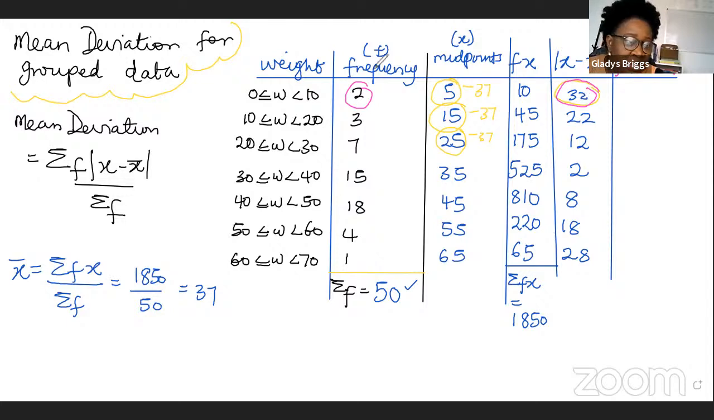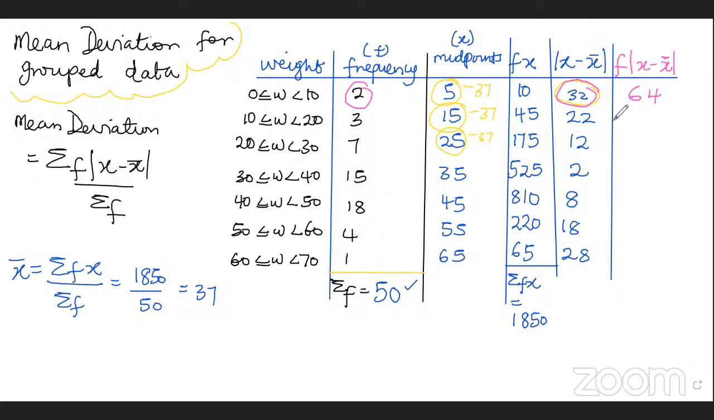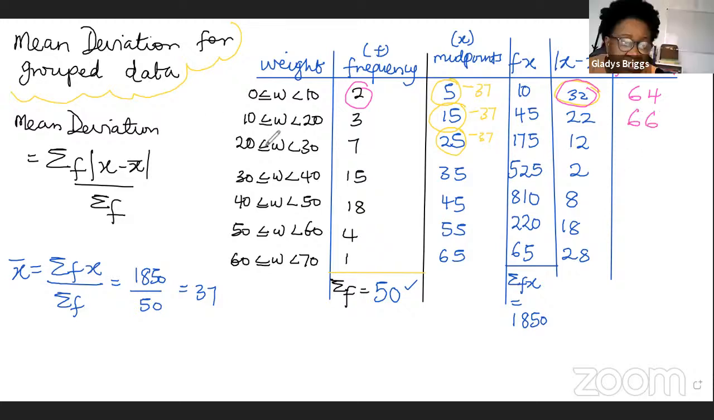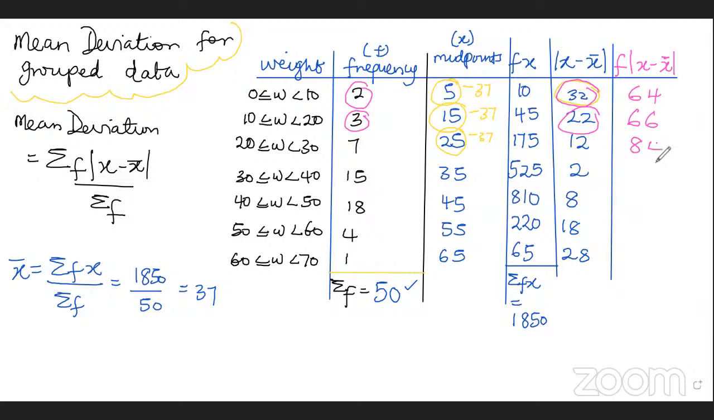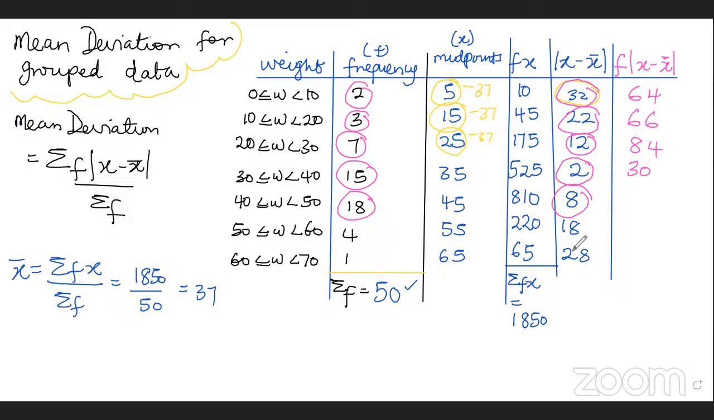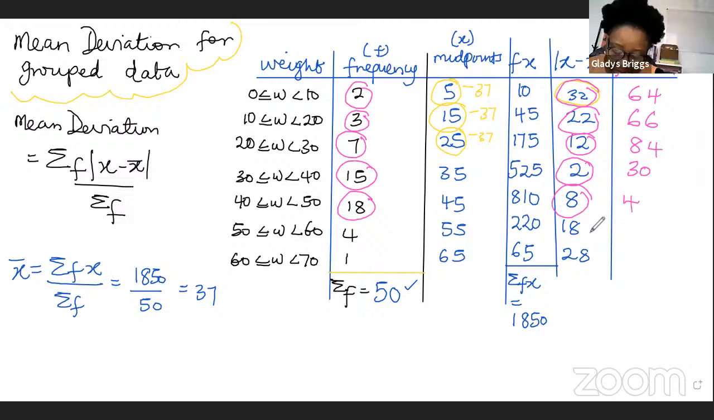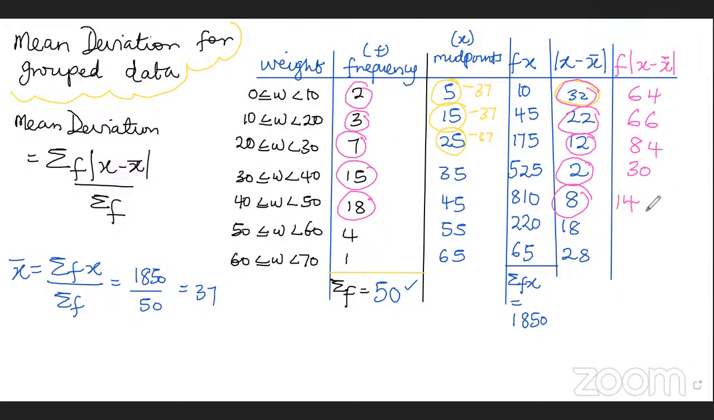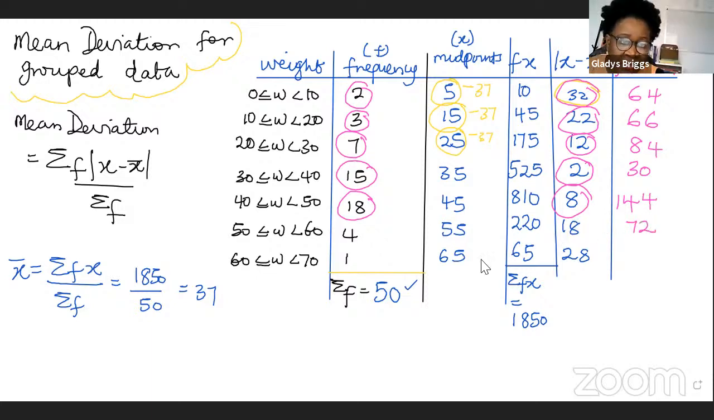2 times 32 is what? 64. Give me the information for these ones. 66. 7 times 12, 84. 15 times 2, 30. 18 times 8, 144. 4 times 18 is 72. And 28. Good, so we finished that row.